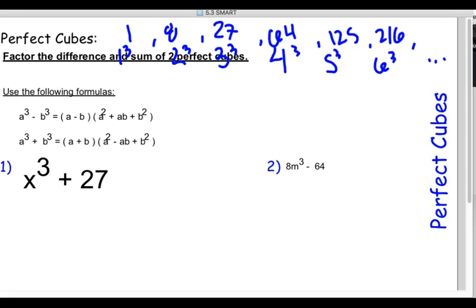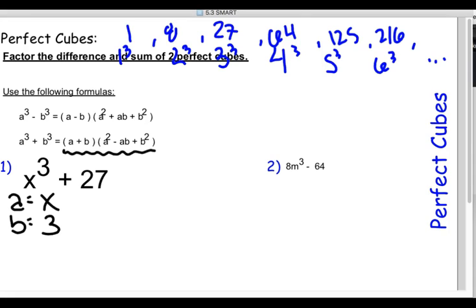So if we have x cubed plus 27, step 1 is find your a value and find your b value. So a is where the first thing comes from. What to the third power is x cubed? X. B is wherever the 27 came from. What to the third power is 27? 3. If you look at your list, 27, oh, it came from a 3. So you know your a and your b, and there's 2 formulas here, one for adding, one for subtracting. Since we're adding, do we use the top one or the bottom one? Bottom.